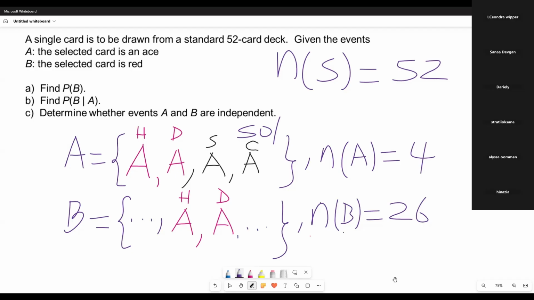Is this clear? There are 26 red cards. 13 hearts, 13 diamonds. That's 26. But 2 of them are ace of heart and ace of diamond. But I don't have to give you all the outcomes here. I only give you these 2 because I need these 2 to show you the 2 events are not mutually exclusive events.